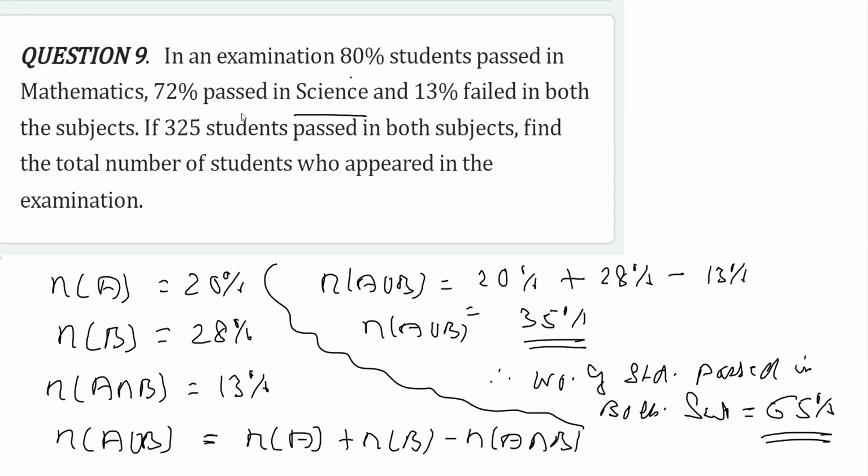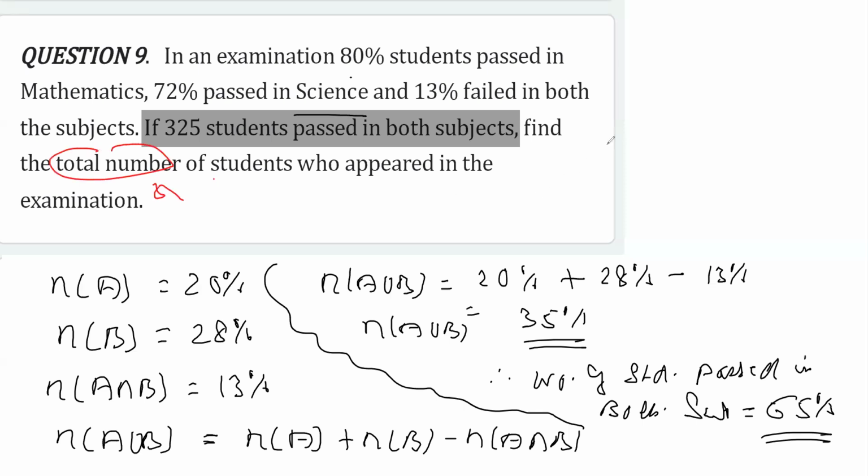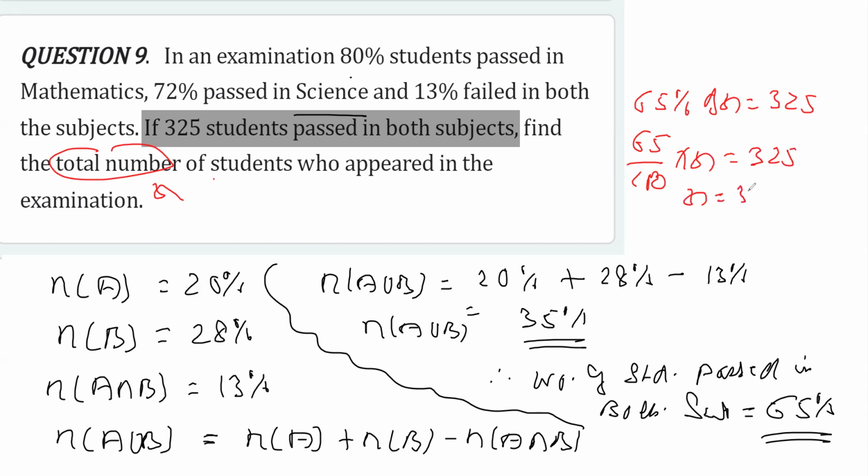Now see here, this is what we know, that we have 325 students who passed in both subjects. So considering the total number of students as X, we can conclude that 65% of X is equal to 325. Now 65% is 65 over 100, multiplied by X is 325. We can reduce it: 325 is 13 times 25, and 65 is 13 times 5, so this will come as 20 over 13.